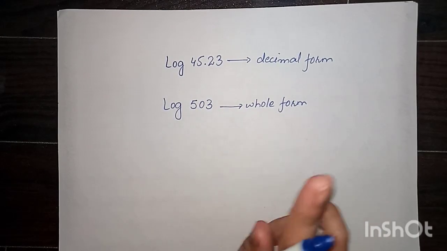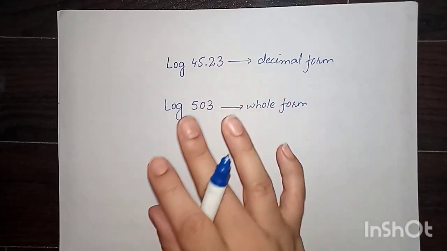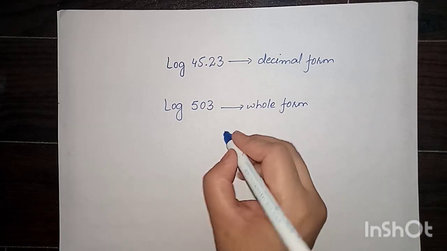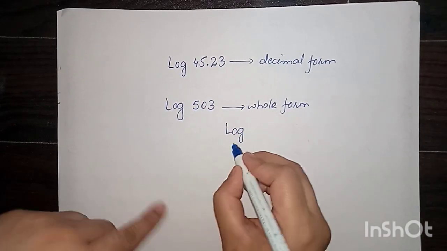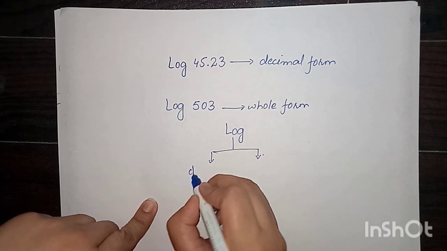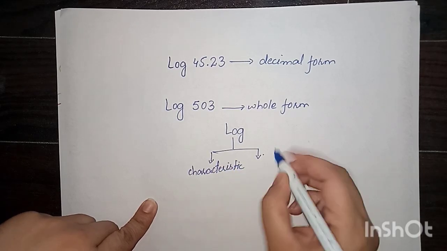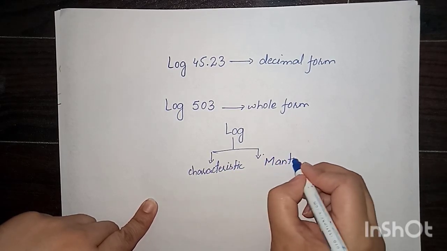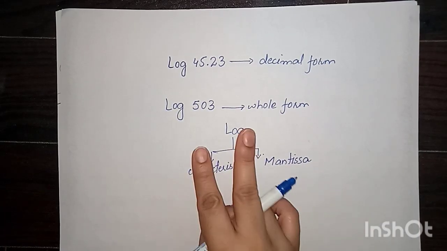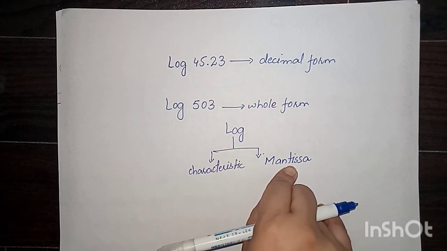For each and every logarithm there are two parts. When we have to find the log of any number, each and every log has two parts. The first one is characteristic and the second one is mantissa. Each and every log has two parts: first is characteristic, second is mantissa.